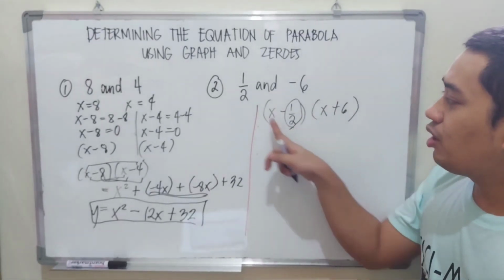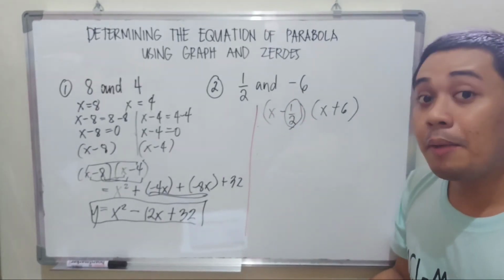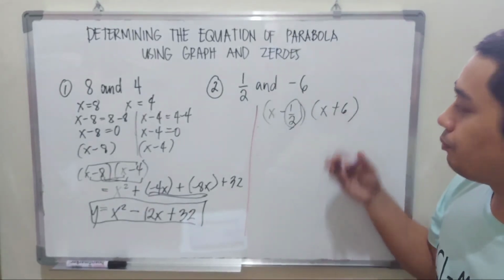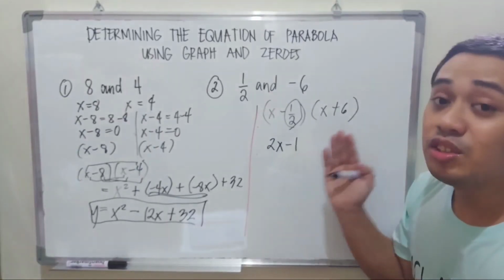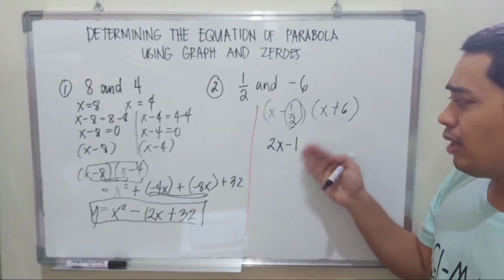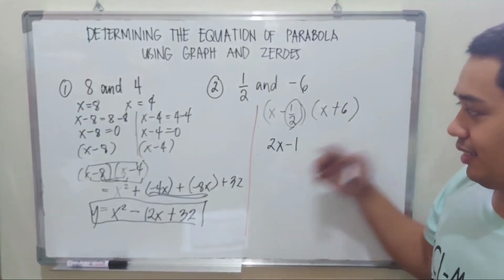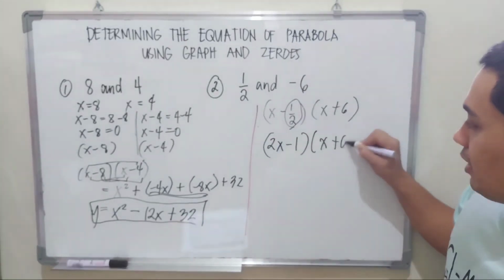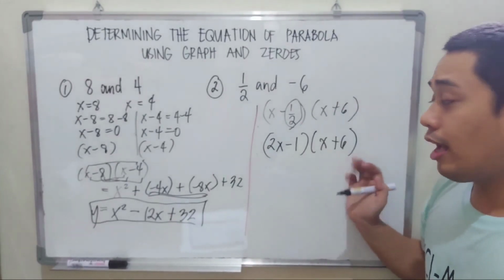Put the 2 on top, then make it a whole number so it's faster to multiply. You no longer need to multiply a fraction by a whole number. So this will become 2x minus 1. This is true for all factors that are fractions. Whatever fraction it is, you can place the denominator as the coefficient of the variable x, times x plus 6. It's easier to multiply now since we have all whole numbers.